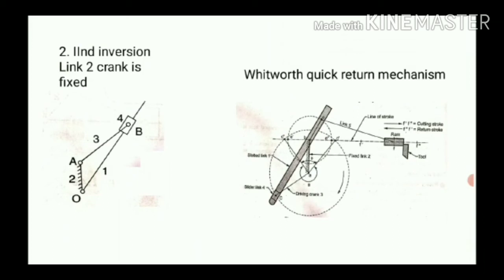So this particular inversion, when the crank is fixed, is used in the Whitworth quick return mechanism. And then let us see why this mechanism is called a quick return mechanism.